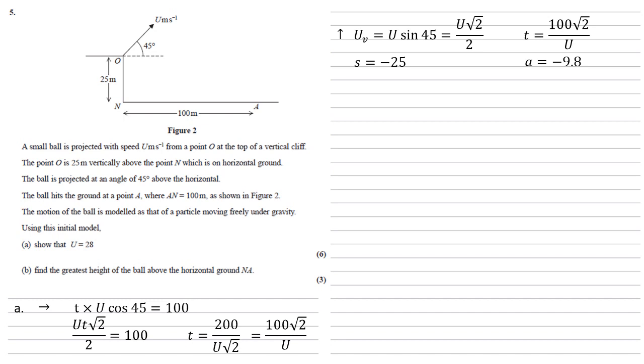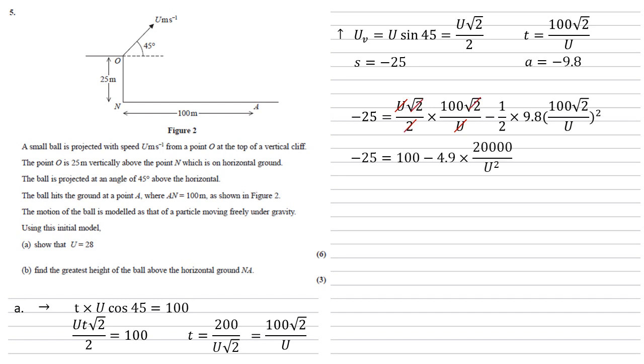Looking at what we've got there, s, u, a and t, we're going to use the SUVAT equation s equals ut plus half at squared. So substituting all of them in, we get this equation here, which we're going to need to do some tidying up with. Looking at the first term on the right, we've got u top and bottom, so they'll cancel out. We've got root 2 times root 2 on the top, which is 2, and a 2 on the bottom, so they'll cancel out.